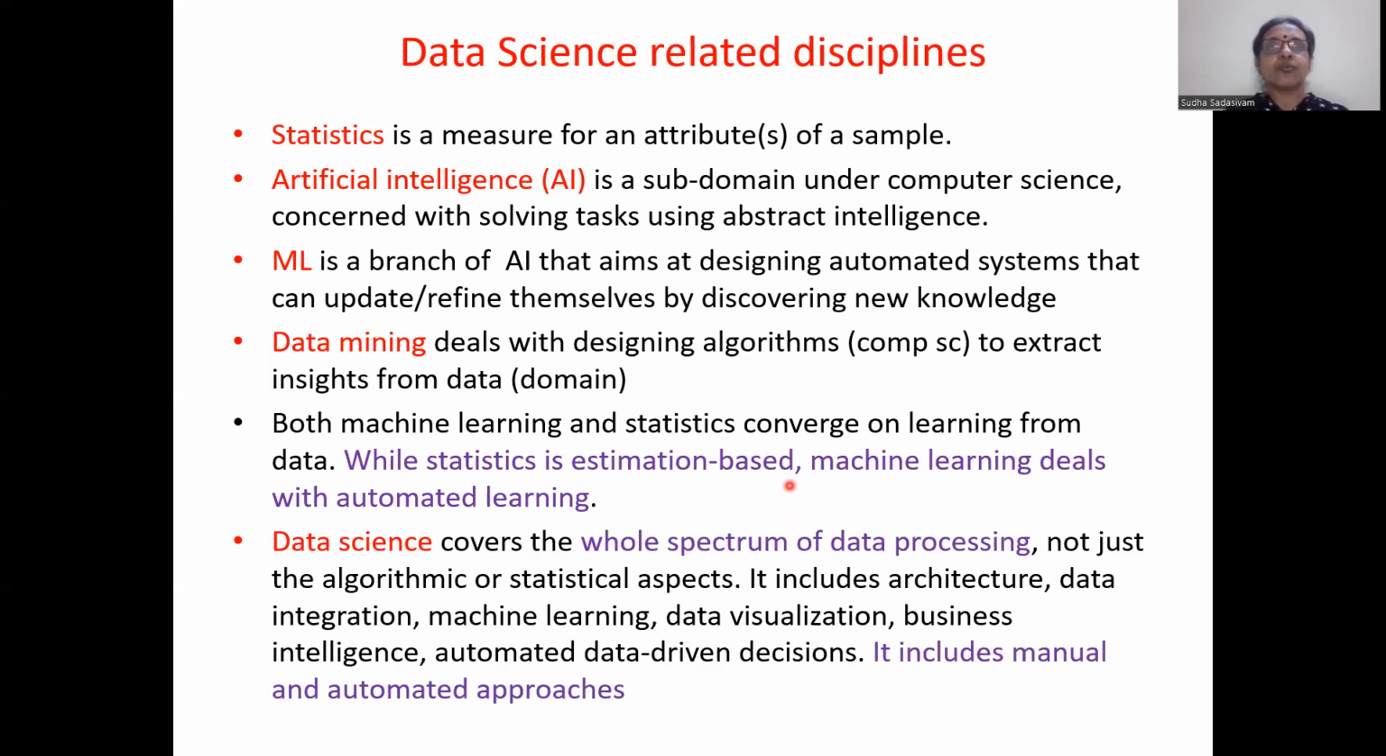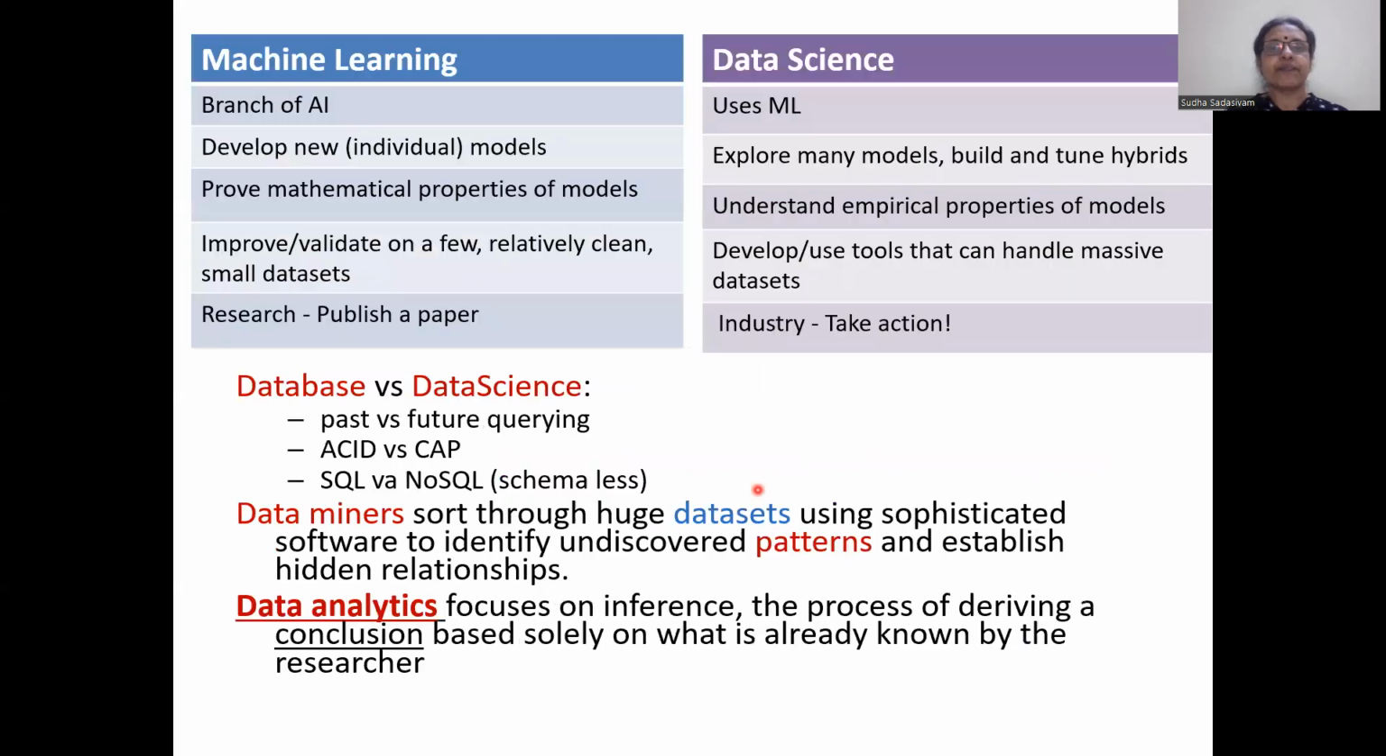Data science covers the whole spectrum. It involves manual or automated learning of the characteristics of the data. That is the basic purpose of data science. So how is data science different from machine learning?